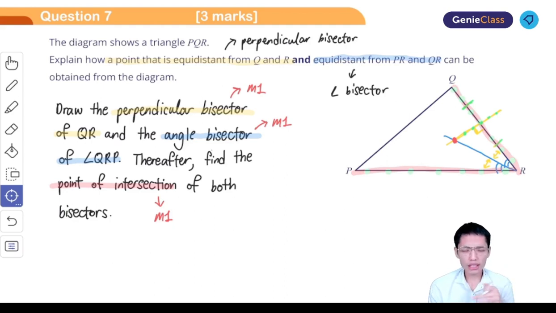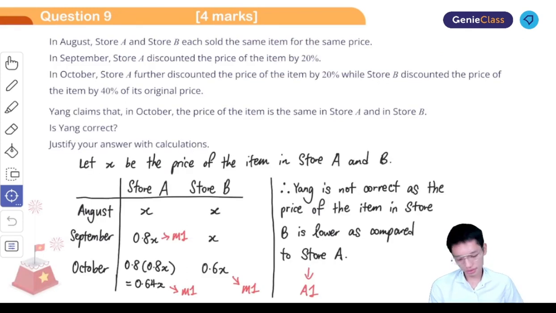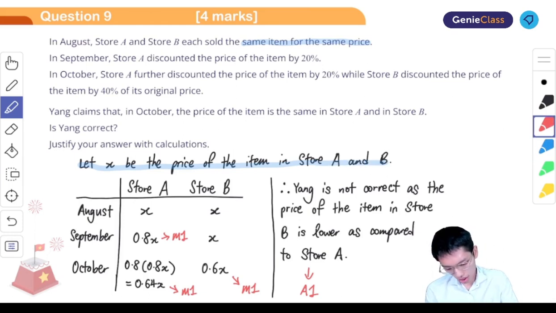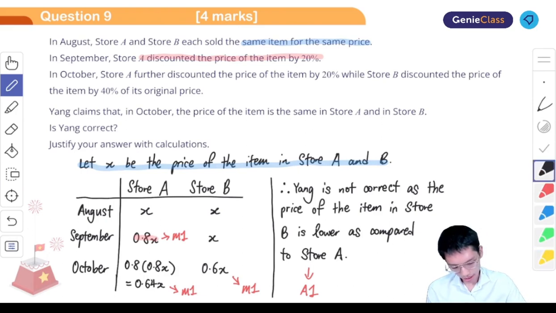Very typical real world context example that we always try to keep at hand. We may brush it off. Why so? In August, both of them sold the same item for the same price. That is where you realize this sentence branches out to this sentence. In September, store A discounts the price by 20%. That's where you get 0.8, because a 20% discount means it's 80% of this price.